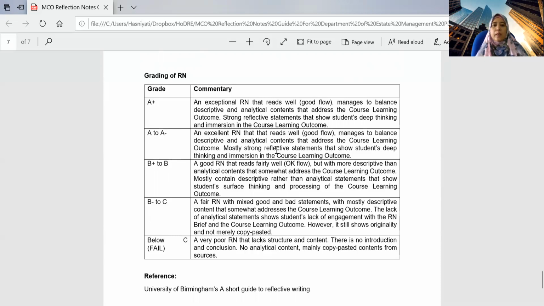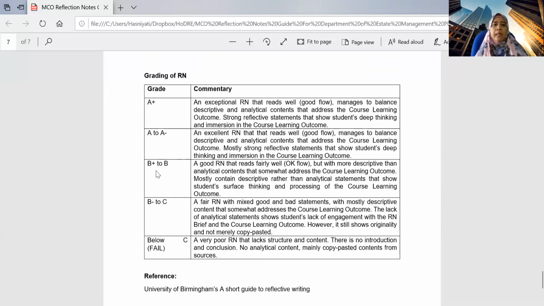So some of your statements may be analytical but quite weak. More, they are mostly analytical statements. Okay, some descriptive, most analytical, but then the analytical part is quite weak. Maknanya level tu tak cukup dalam.